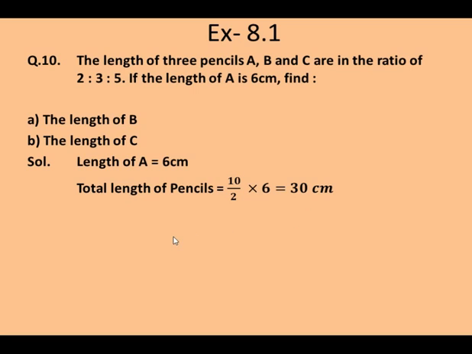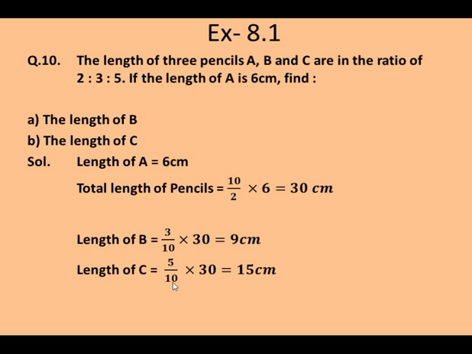Okay. Now length of B. So ratio of B upon sum of ratio into 30. So we will get 9 centimeter. And length of C, ratio of C is 5 upon sum of ratio 10 into 30. So we will get 15 centimeter. Okay. In this way we can find the quantities.